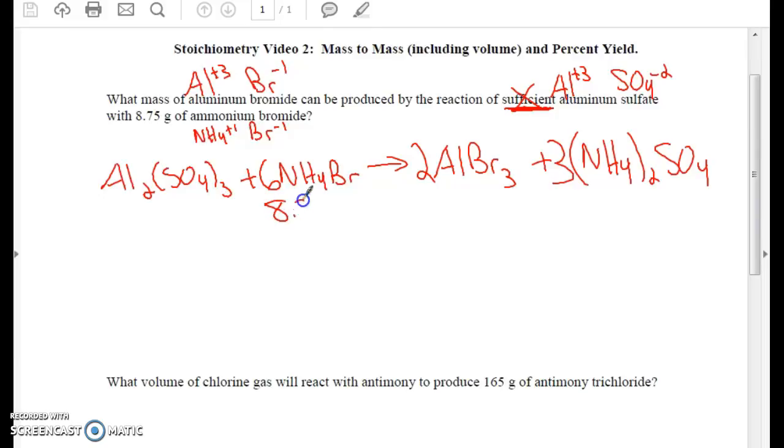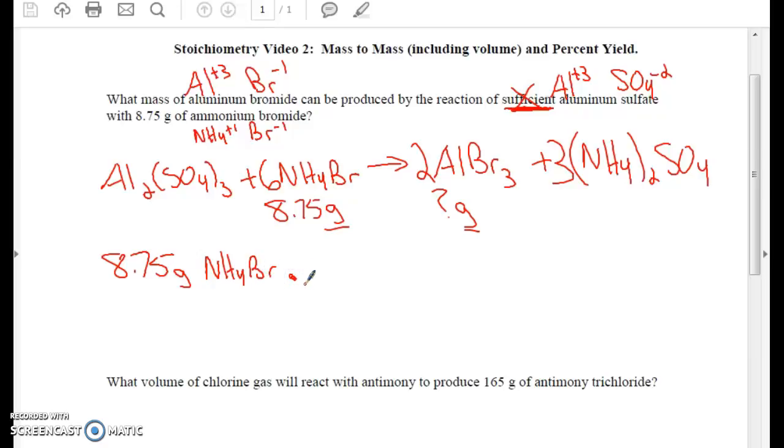Alright, so this is telling you 8.75 grams of ammonium bromide. And it wants to know what mass of aluminum bromide can be produced, so I'm going to put a question mark in grams. So this is clearly mass to mass. You're starting off with grams and you're ending up with grams. So let's start off with the number I give you in the problem. You have 8.75 grams of ammonium bromide.